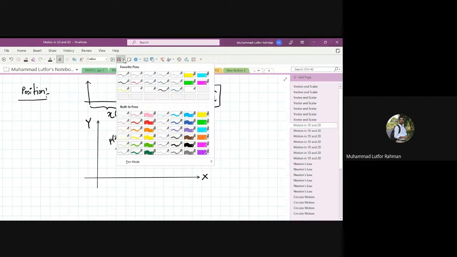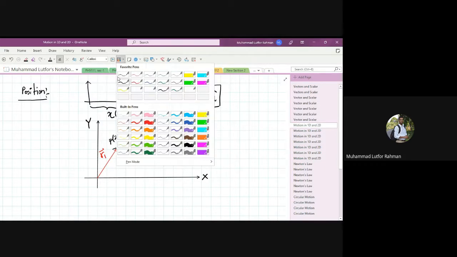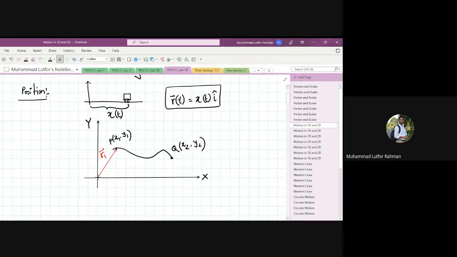And I want to locate that position by a vector. Say that vector is r1 from this origin or the reference point, right? So this is that r1. Fine. So after a certain time, the position of the particle changes from P to, say, the point Q, which has coordinates x2 and y2, and I also locate that position by another vector, which would be r2. Say this is actually that r2.